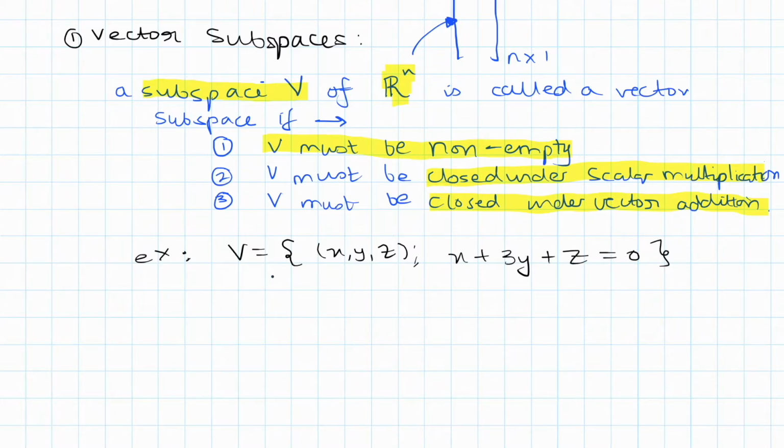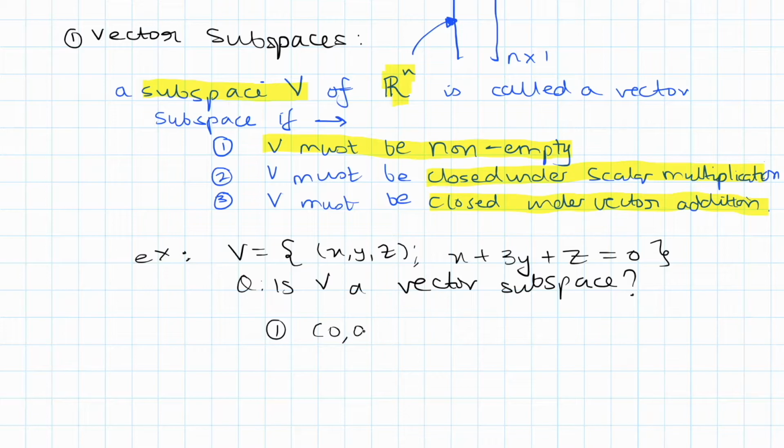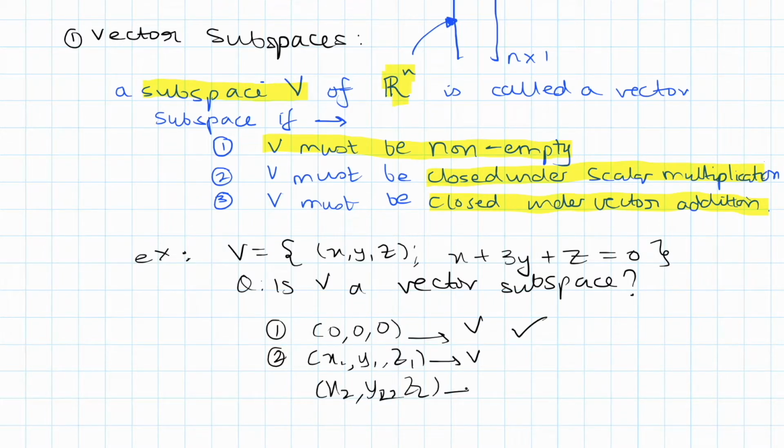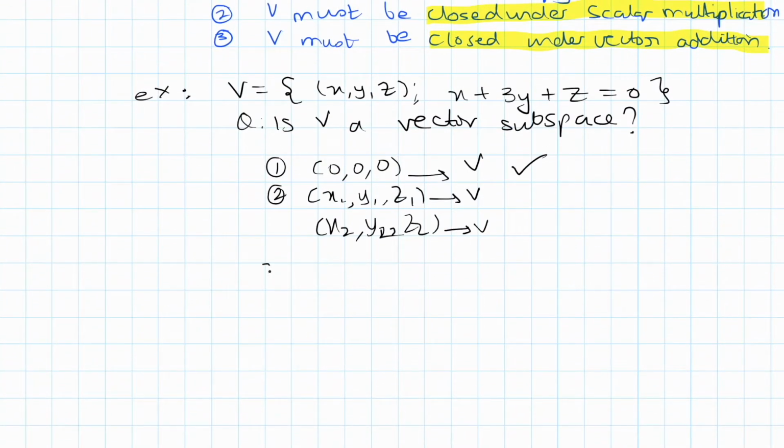Now let us check if V is a vector subspace. How do we analyze that? First, is V non-empty? Yes, V is actually non-empty since 0, 0, 0 is contained inside V. So hence the first rule is satisfied. Second, say we have a point x1, y1, z1 that's contained in V, and x2, y2 and z2, say that's also contained in V. Then is the point x1 plus x2, y1 plus y2 and z1 plus z2 also contained in V?